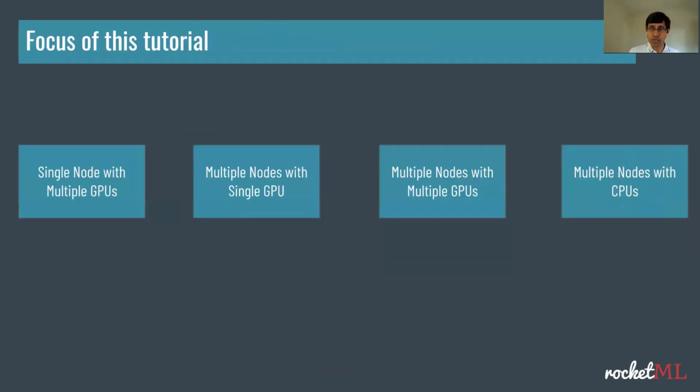So for this tutorial, we are not going to deal with the single node or single node with one GPU. Most of our focus would be when you have more than one GPU, and in specific, a single node with multiple GPUs, multiple nodes with single GPU, and multiple nodes with multiple GPUs. And the last case, multiple nodes with CPUs, right?